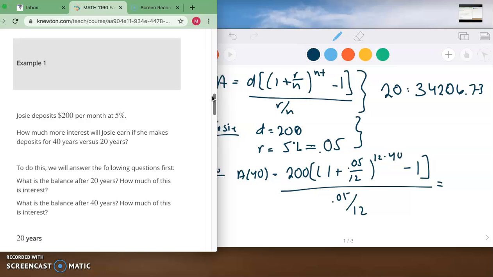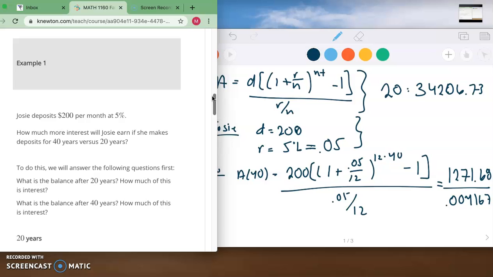So when I put that in the calculator, make sure I typed it in correctly. I get 1271.68, and the bottom doesn't change from the last calculation. It's 0.004167. Did I type that in correctly? I always like to double check that I type things in correctly because it's so easy to make mistakes when you're going through these.